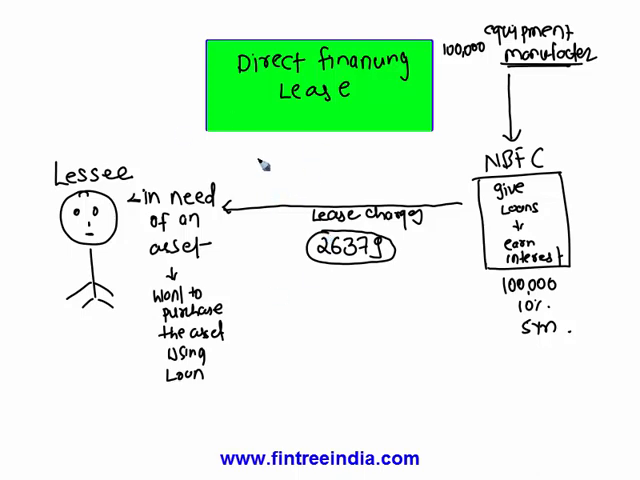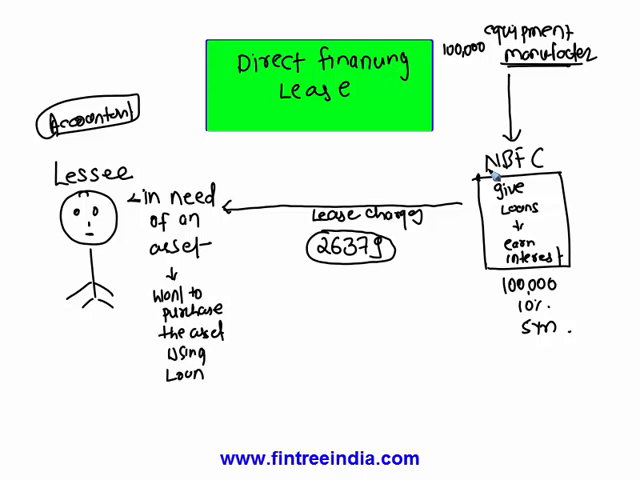Now from an accounting perspective, not from an economic perspective, the accountant of the lessee will say, now see how the accountant is thinking, this part you don't have to write: we have taken an asset on lease from this NBFC. The lease charges are 26,379 over the period of 5 years. Present value of lease payments is more than 90% of the value of the asset. It is to be treated as capital lease. The accountant of the NBFC will say it is a capital lease, but it is a direct financing lease because this NBFC was not itself the manufacturer of this asset.